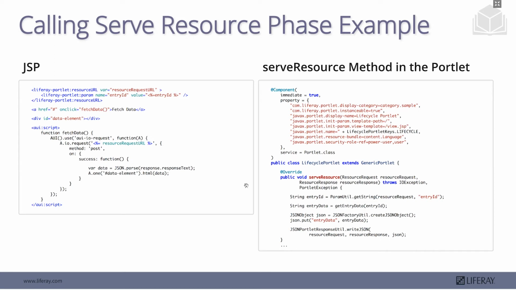So then over on the Java side, the serveResource method is called. It does its thing to get the data that it needs to get, puts it within a JSON object, passes it back over on the JSP side. We then finish through the fetchData method, displaying the JSON that was generated over in the Java side.